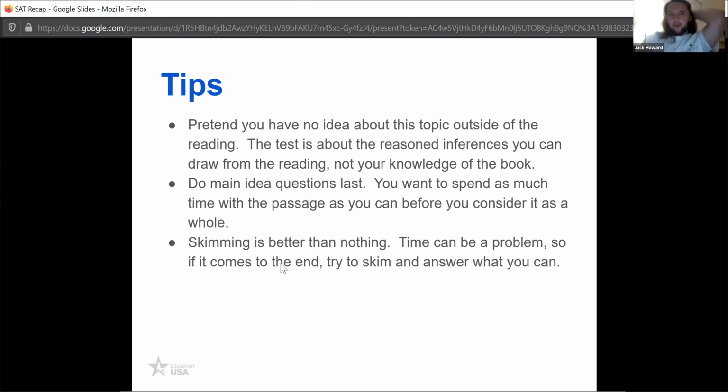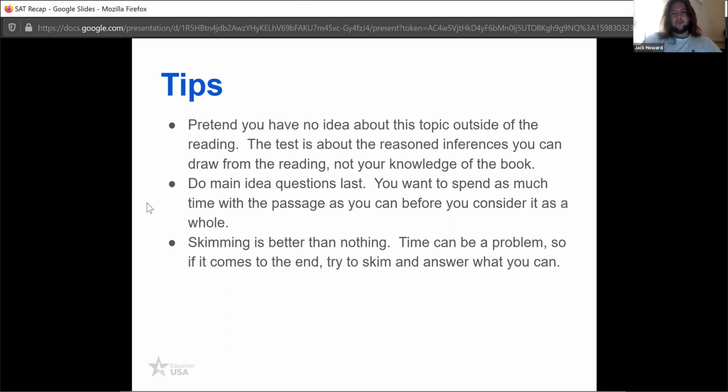Don't bring in outside conceptions about the topic. If you think you know about the topic already, that's great, but try and shut that out from your question answering. It's evidence-based reading, and the evidence can all be found within the passage. So try and pretend to the degree that you can that you've never heard of the topic before.